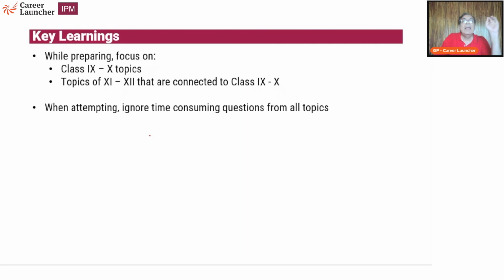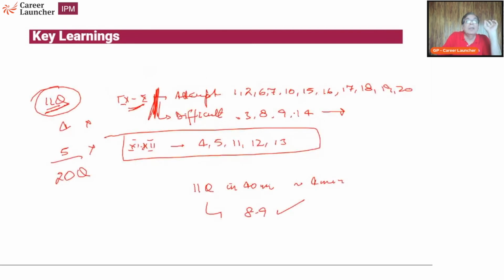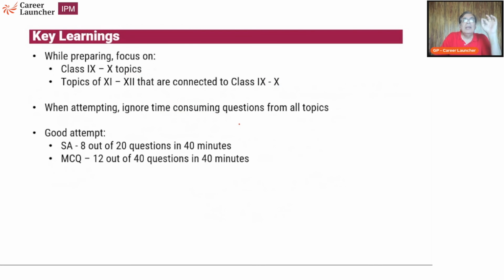Next thing, ignore time-consuming questions of all topics or difficult questions of all topics, irrespective of whether they are from 9th, 10th or 11th, 12th. For example, these are the questions which are difficult or time-consuming questions from 9th, 10th. I'm not interested in them. I'll leave them. Okay. Third thing, this is what you need to start with. This is your starting point.